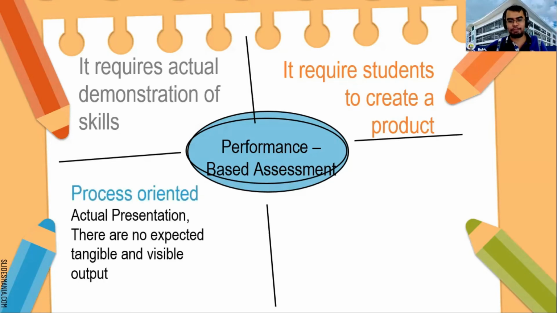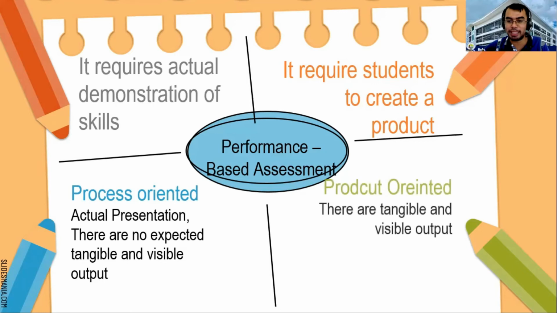One category of performance-based assessment is known as process-oriented, meaning there is an actual presentation or live presentation. There are no expected tangible and visible outputs. Another category of performance-based assessment is known as product-oriented, meaning there are tangible and visible outputs at the end. So there is something that you would see or something that you can touch after the activity.